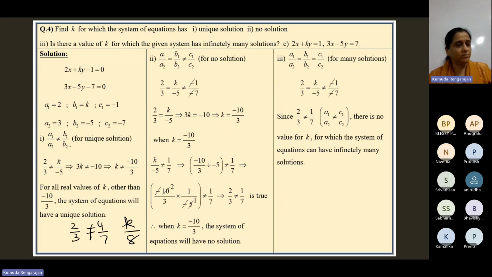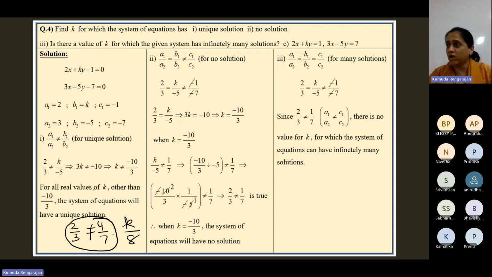Supposing in a particular system of equations, a1 by a2 is 2 by 3 and b1 by b2 is 4 by 7. So when you work a1 by a2 not equal to b1 by b2, yes, 2 by 3 is not equal to 4 by 7 already. So whatever be the value of k, this is fixed. 2 by 3 is not equal to 4 by 7. I'm just saying in a case where you have a1 by a2 is 2 by 3 and b1 by b2 is 4 by 7 directly.